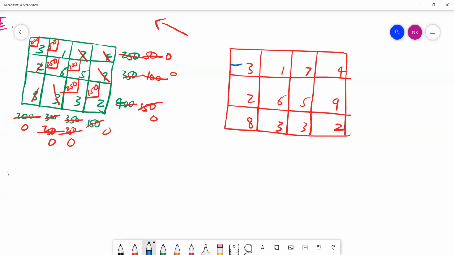Allocation of 200 units over here. Allocation of 50 units over here. Allocation of 250 units over here. Allocation of 100 units over here. Allocation of 250 units again over here. Allocation of 150 units. So I've simply written the allocated values.